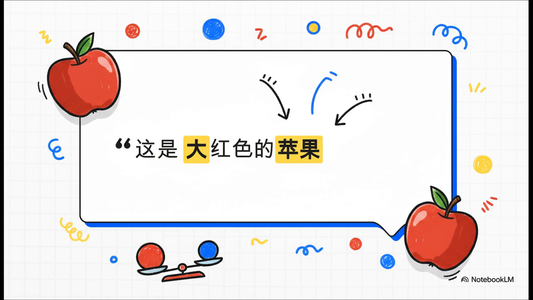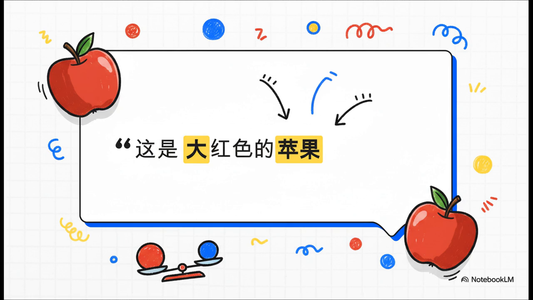Okay, now let's try to say it a bit more naturally. 这是大红色的苹果. One of the biggest mistakes students make here is they rush those first 3 words. 这是大. You have to make sure each one has that distinct falling tone. Another tricky spot is the 果 in 苹果.